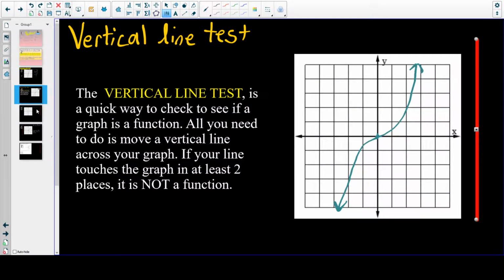Let's look at another example, but sometimes when we graph, it's a little bit more challenging. So there's kind of a trick that helps us make it a little bit easier to figure out if a graph is a function. And this is called the vertical line test. The vertical line test is a quick way to check to see if a graph is a function. All you need to do is move a vertical line across your graph, and if your line touches the graph in at least two places, it is not a function.